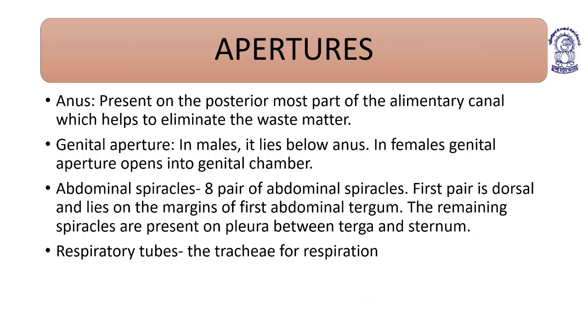Now apertures. The different apertures. First is the anal aperture or the anus. It is present on the posterior most part of the alimentary canal, which helps to eliminate the waste matter. Means the waste matter, everything is expelled out from the anus. Genital aperture in males, the genital aperture just lies below anus. It lies below anus. In females, the genital aperture opens into a genital chamber.